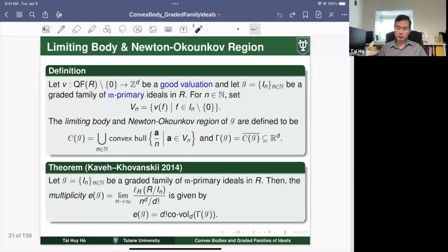And the result that was proved by Kaveh and Khovanskii is that for a graded family of m-primary ideals in R and a good valuation, the multiplicity of the family is exactly d factorial times the co-volume of the Newton-Okounkov region. So again, it resembles exactly what we have seen in Teissier's result.